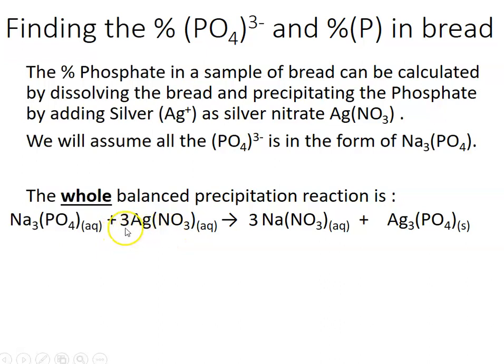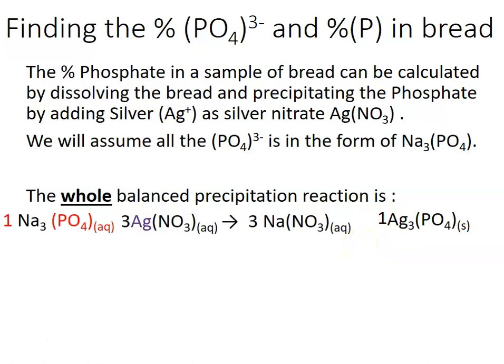So we'll put a big number at the front to make 3 nitrates. That gives us 3 silver. If we go over here, we can see we've already got 3 silver. So having 1 of this whole thing means that we've got 3 silver, and that's fine. If we look at what's with it, we've got 1 phosphate, and when we go over here, we've only got 1 phosphate. Okay, so it's a 1 to 3 to 3 to 1. They're the ratios between them.